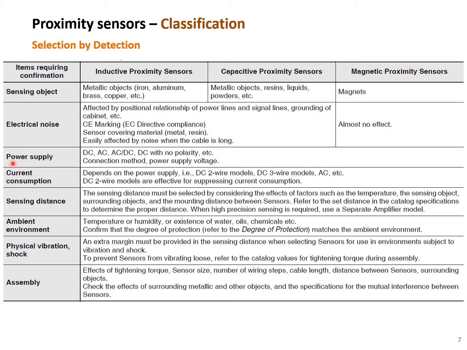Power supply, they work on both AC and DC. Current consumption varies based on two-wire models or three-wire models. Sensing distance also depends on the type and sensitivity of these sensors. Physical vibration and shock could basically affect any of them. And for the assembly, they have sensitivity to the assembly and the material surrounding them, depending on the type.